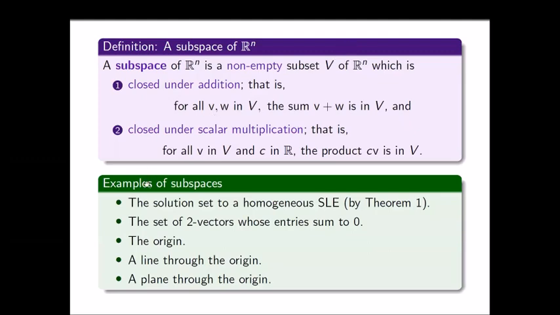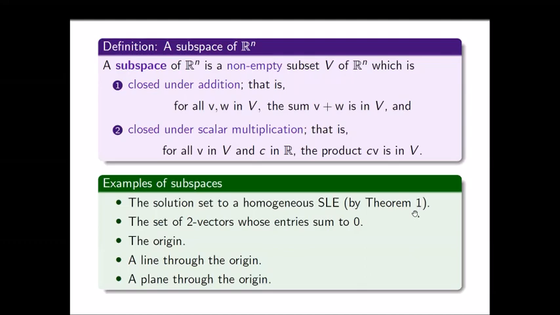The first one is due to theorem 1 that we saw on the previous slide, and that is that the solution set to a homogeneous system of linear equations is a subspace of Rn. So we want it to be non-empty, and we know that the solution set to a homogeneous system of linear equations is non-empty, and we want it to be closed under addition and scalar multiplication, and that's exactly the content of theorem 1.